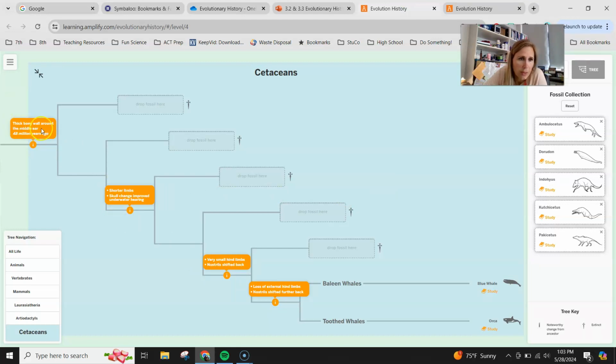So, thick bony wall around the middle ear, that developed about 48 million years ago. Shorter limbs, the skull changed, which improved underwater hearing. Very small hind limbs, nostrils shifted back, and loss of external hind limbs, nostrils shifted further back.